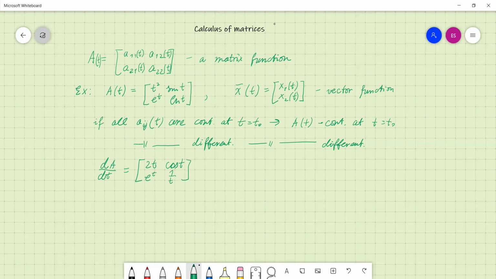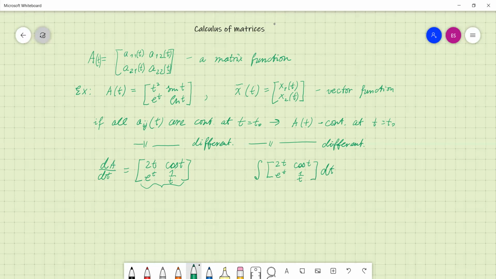Well, we also can integrate the matrix, of course, if you can integrate each function. So let's calculate the integral of our derivative. It's not going to be too complicated because we already know what we differentiated, right? I put under the integral the matrix 2t, cosine of t, e to the power of t, and 1 over t. And let's integrate it. It can be an indefinite integral, or it can be a definite integral. If you have an indefinite integral, you are going to have a constant matrix to add.